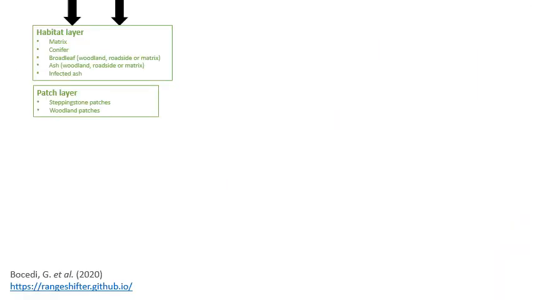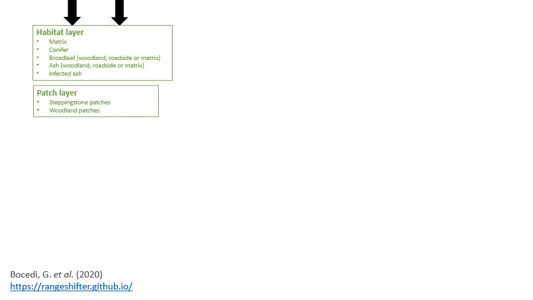So using that data, we create these two maps. We create a habitat layer, similar to the map I showed before, where each cell in the landscape is either a tree or a non-tree. In that we have our infected ash trees as well. And we also have what I refer to as a patch layer. This is a map of our woodlands in the landscape, with smaller stepping stone patches as well.